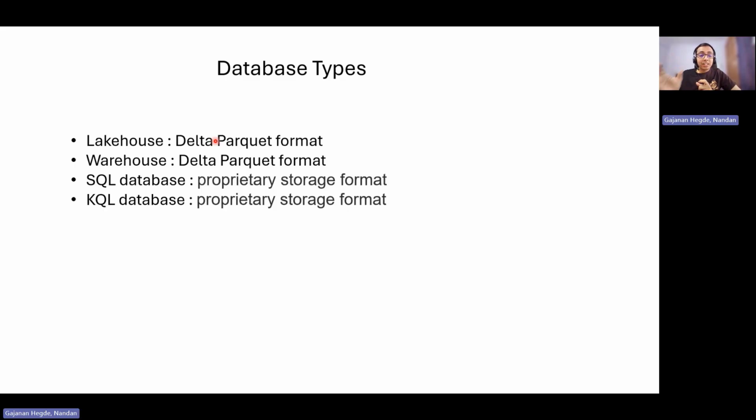The Parquet file contains the data, whereas the Delta contains the log file with respect to the transactional aspect. Now, the lakehouse and the warehouse in the Fabric ecosystem preserve the data in the underlying Delta Parquet format. Hence, in this session, we would be focusing on the lakehouse and the warehouse. SQL database and KQL database have the data in a proprietary storage format. What do I mean by proprietary storage format? We do not know. Microsoft has its own way of preserving it, which is not known to the end users.